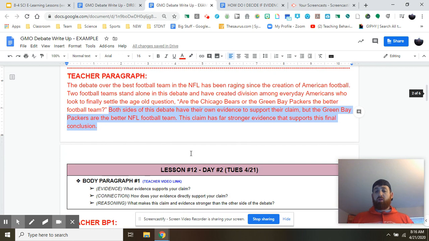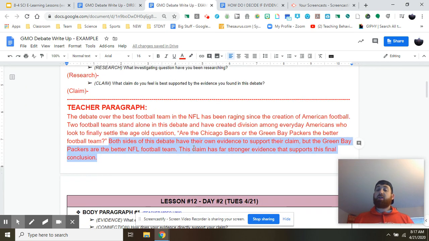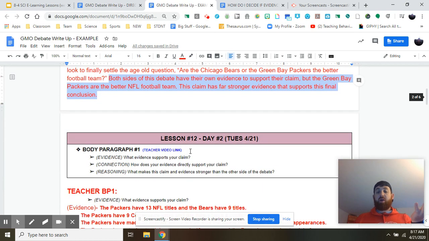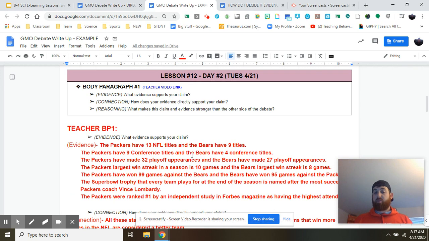So I know people right off the bat are thinking what they want to think, but again, remember, this is just an example debate to show you not only how to write your introduction, but also how to write your body paragraph number 1 today, okay? So let's go ahead and look at what's being asked of you for the very first body paragraph.